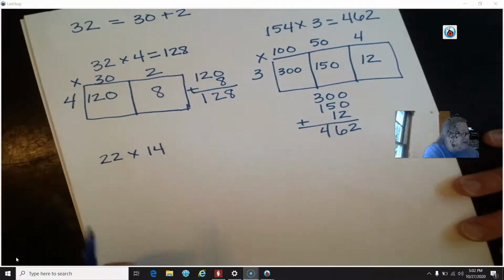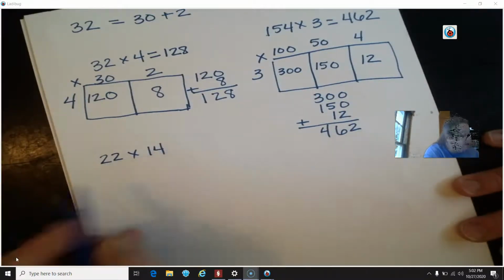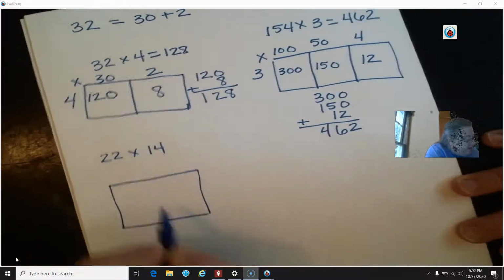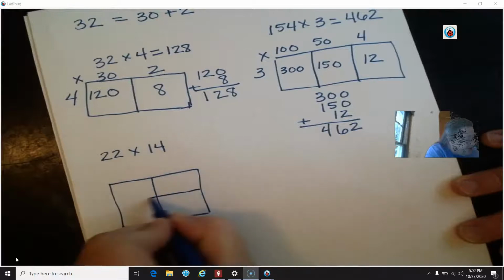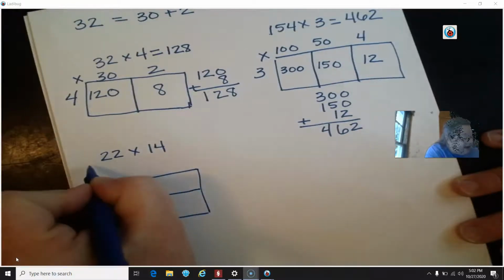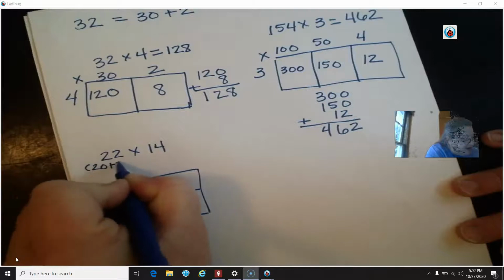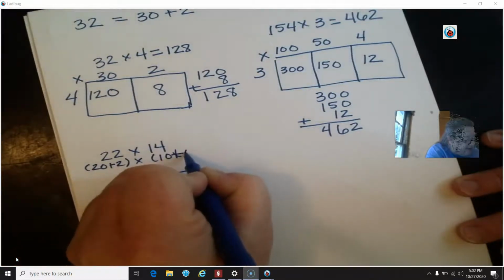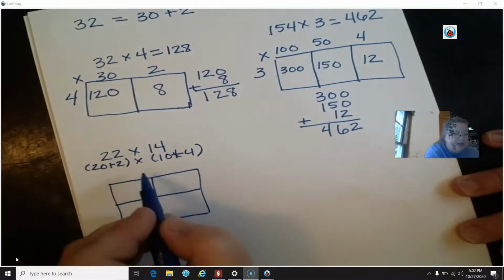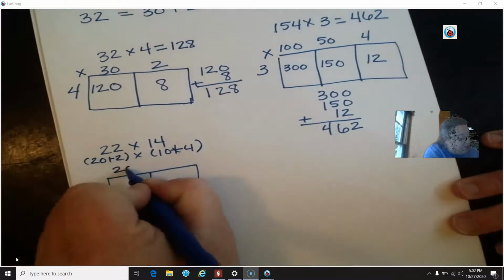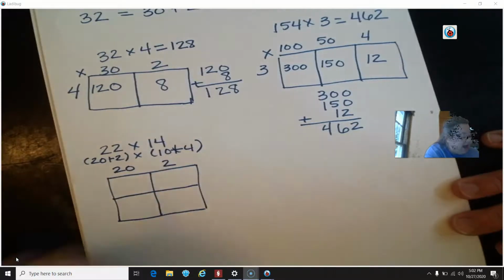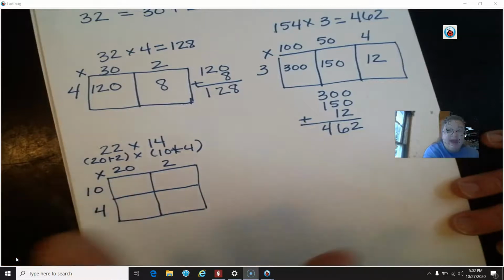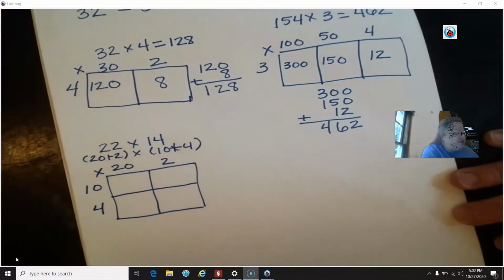The only difference is because we have two 2-digit numbers, we're going to divide our box up both directions. Okay? So we're going to decompose this. This decomposed is 20 plus 2. And this is 10 plus 4. So my 22 is going to go on the top, 20 and 2. And my 14 is going to go over here, 10 and 4. Okay, so same thing. We just have to do it 2 times now.